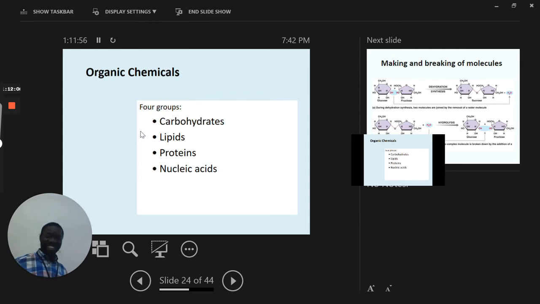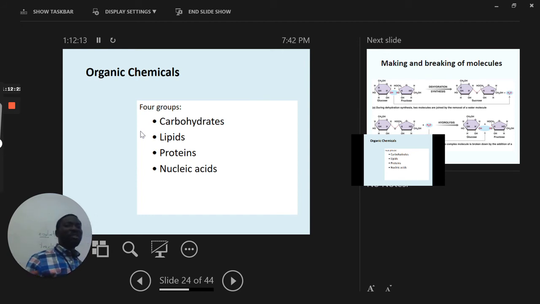So this is it. Let me push a little more. When I get to a convenient point, I will stop. Then we'll continue to the lab, okay? But you guys are still fine, right? Okay, good. Now, we'll look at carbohydrates, lipids, proteins, and nucleic acids.